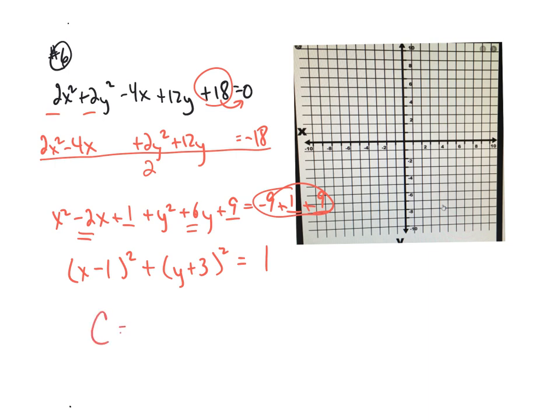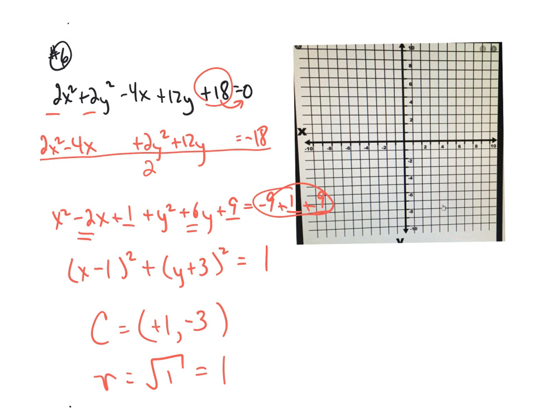And again, everybody should be able to tell me the location of the center and the radius. Remembering opposite signs, the opposite of -1 is +1, and the opposite of +3 is -3, sorry, I said that wrong. And then the radius is going to be the square root of the number on the right-hand side, so the square root of 1 is 1.